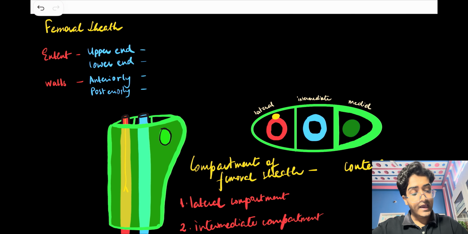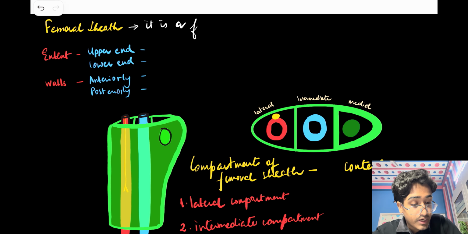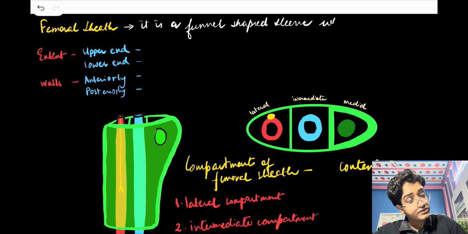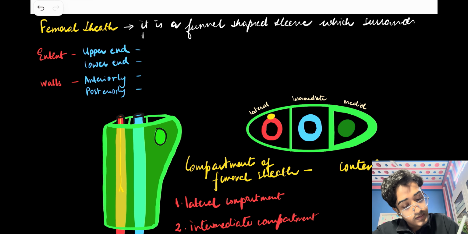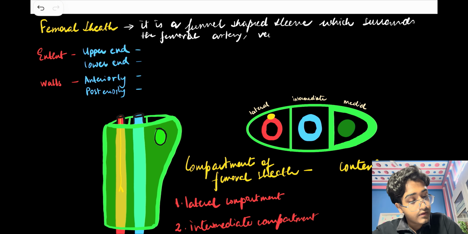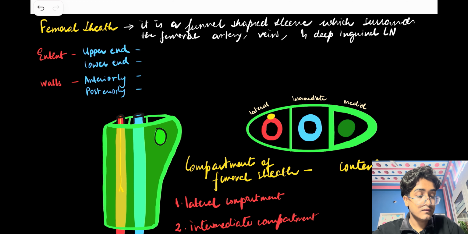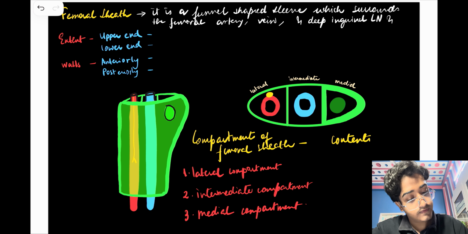The femoral sheath is a funnel shaped sleeve. Coming to the definition, it is a funnel shaped sleeve which surrounds the femoral artery, vein and deep inguinal lymph nodes, and also the femoral branch of the genitofemoral nerve.